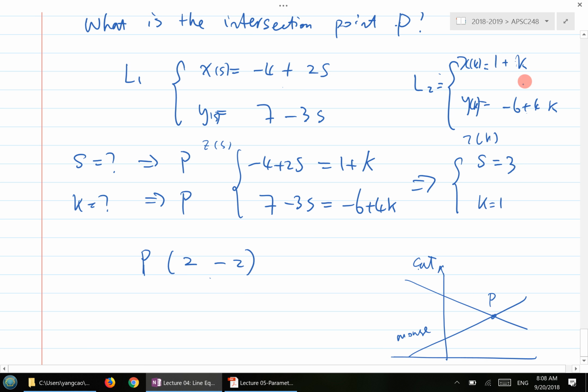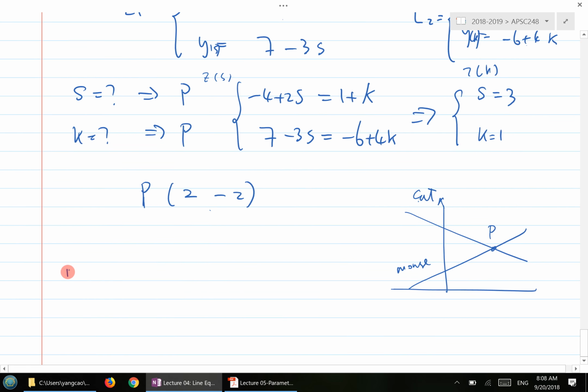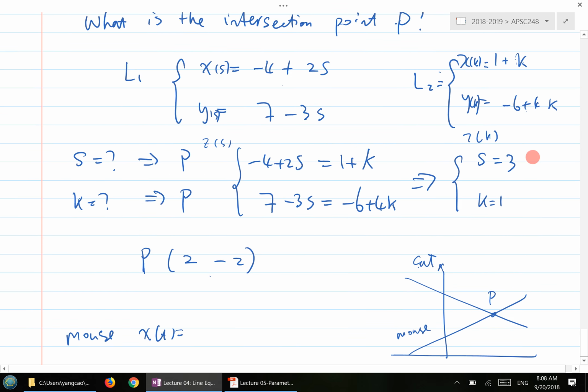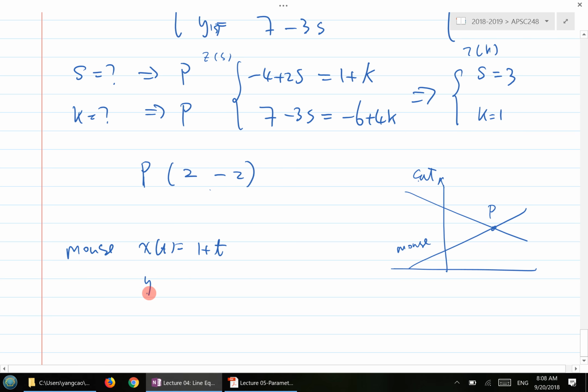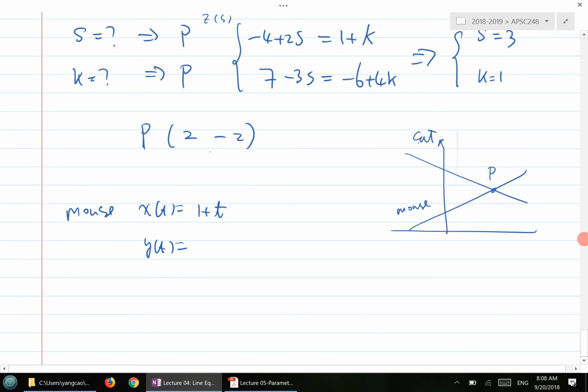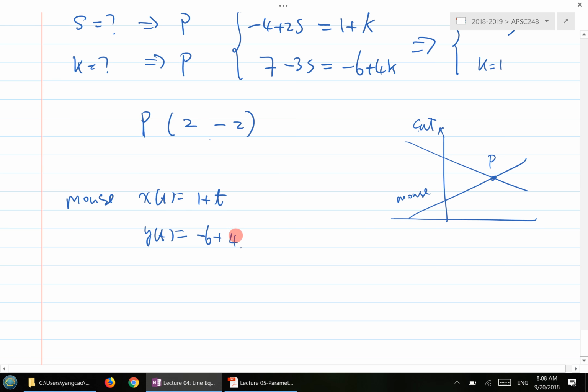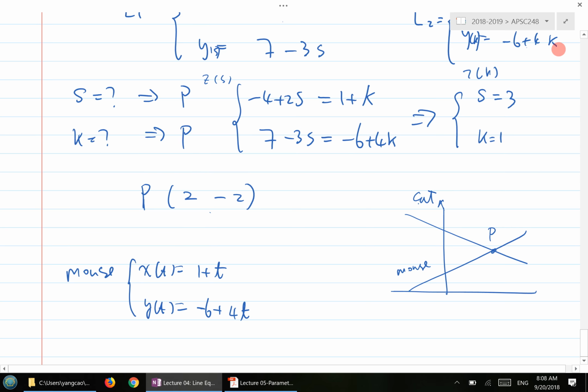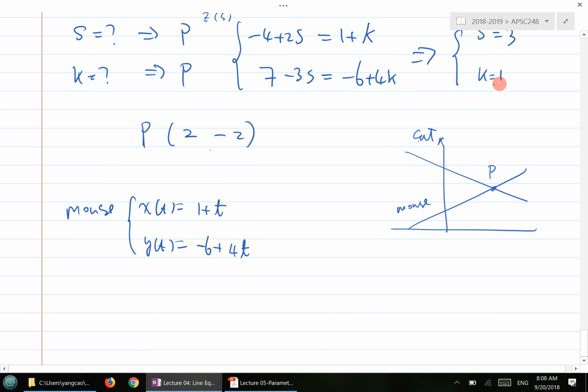So let's think about the mouse for a second here. Here's the mouse equation. Now I changed the original t to k, right? But if I change the k back to the t here, then for the mouse we have x of t equal to 1 plus t, and y is -6 plus 4t. Okay, this is your mouse, right?